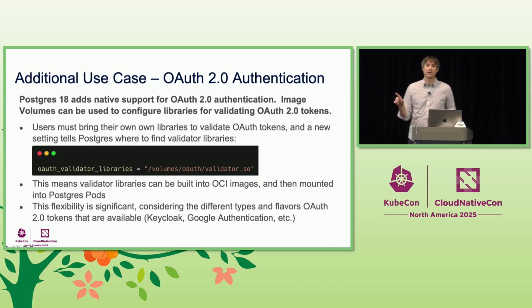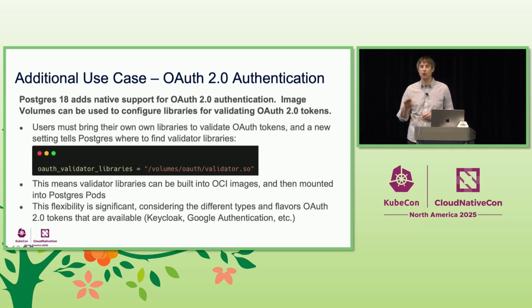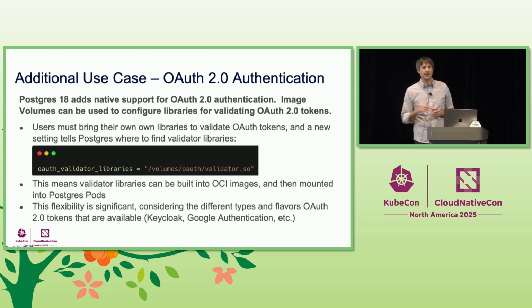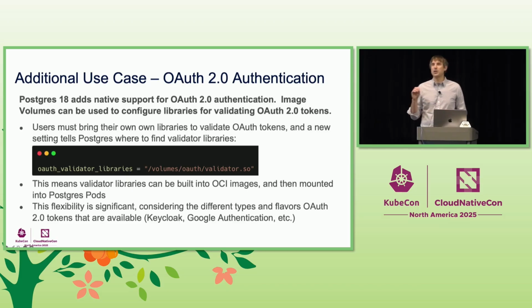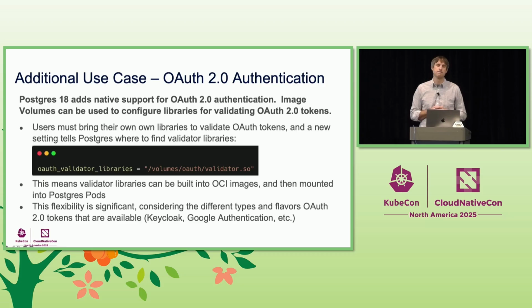More importantly, however, this also means validator libraries can be built and distributed as OCI images. Similar to image volume extensions, we can simply mount these images into running Postgres containers using image volumes, while then configuring Postgres, specifically using the OAuth validator library setting you see on the screen, to look in those image volumes for validator library files. This means we don't have to worry about the specific implementation details of the OAuth tokens we're using when building and distributing the Postgres server. Instead, we can simply plug in the libraries needed to validate any flavor of OAuth token at any time.